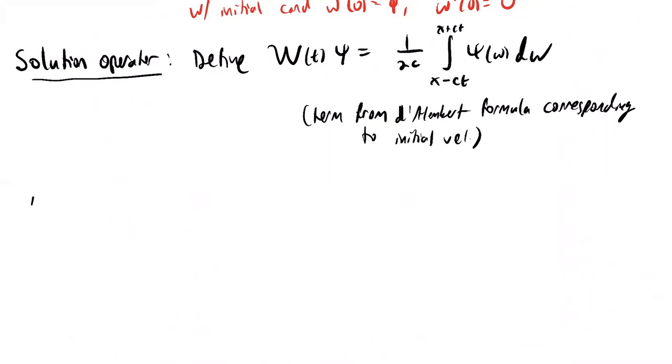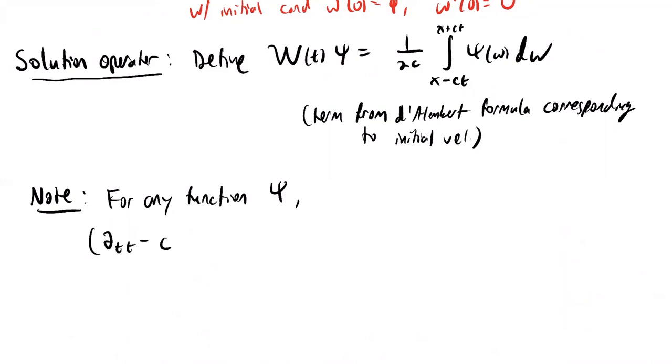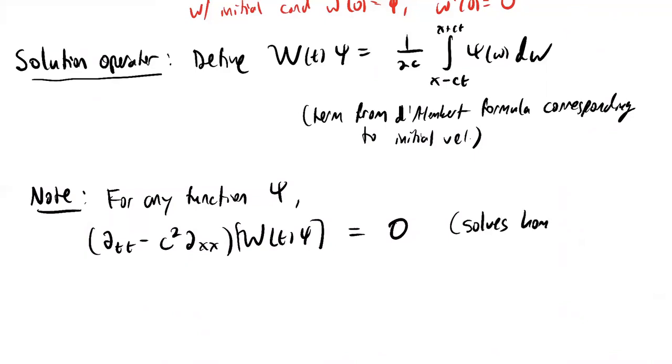And so in particular, I'm going to omit the calculations, but you can check pretty easily. Again, just pause the lecture and check what I'm about to write. It shouldn't be too hard. You can check that for any function psi, which is the initial velocity, if I apply the wave operator to W_t of psi, this is equal to 0. So it solves the homogeneous wave equation.